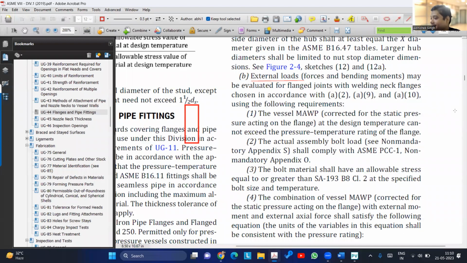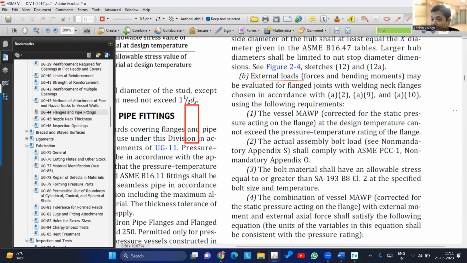MAWP to design pressure. How will that help, Manoj? The MAWP design pressure will help only in hydro testing. Okay, so there is a flange design available in Mandatory Appendix 2 also. Guys, in Mandatory Appendix 2, we can design the flange.